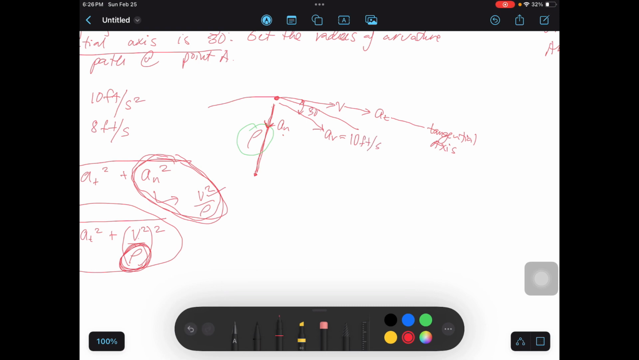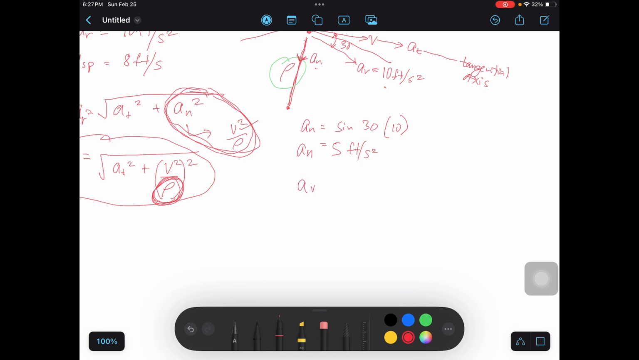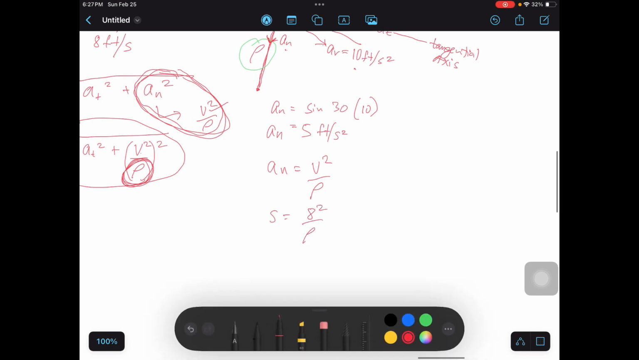per second squared. So, kunin mo lang yung sine 30 nitong 10, makukuha mo na yung AN. So, AN is equal to sine 30 ng 10. This is equal to 5. So, with this, makukuha mo na yung rho. 5 equals, yung speed natin? 8. And then rho. This is 5 na. So, rho is equal to 12.8 feet.